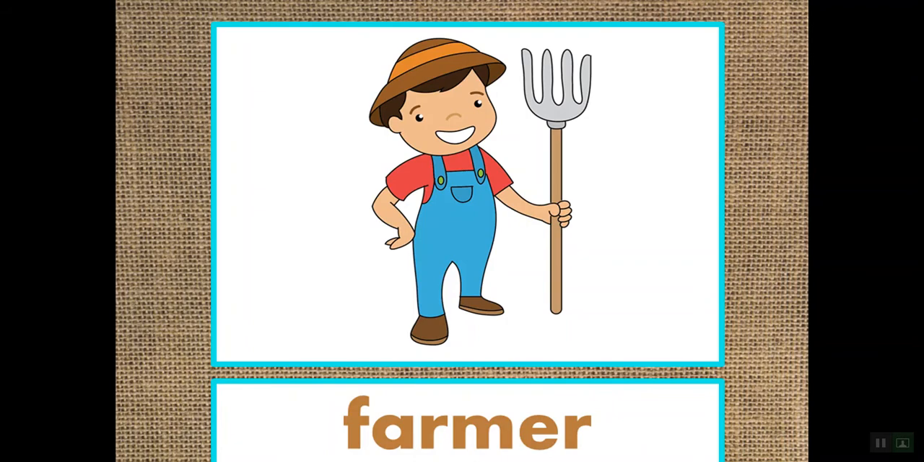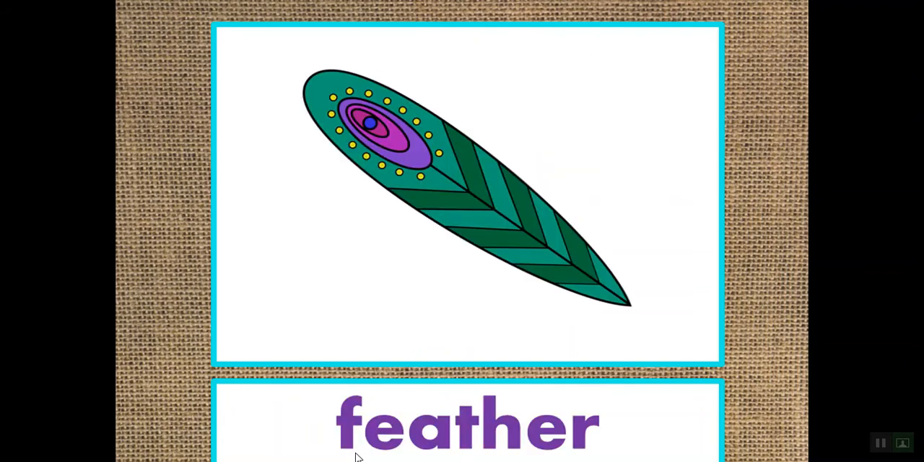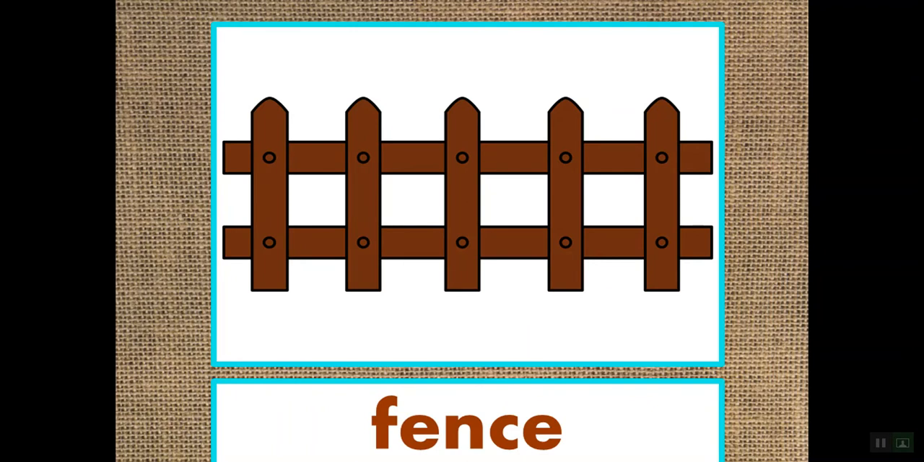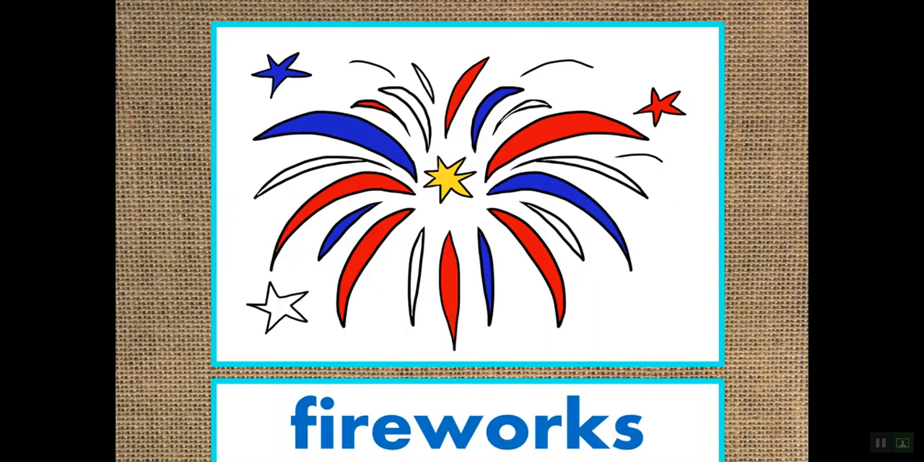Okay, our first word is the word farmer. Farmer. Can you say farmer? And at the beginning of the word farmer, you hear the sound for the letter F. Let's keep going. Next we have feather. Say feather. Good. Once again, we have the sound for F at the beginning. Here we have a fence. Go ahead and say fence. Good. Make sure you're listening for that F sound at the beginning of all these words.